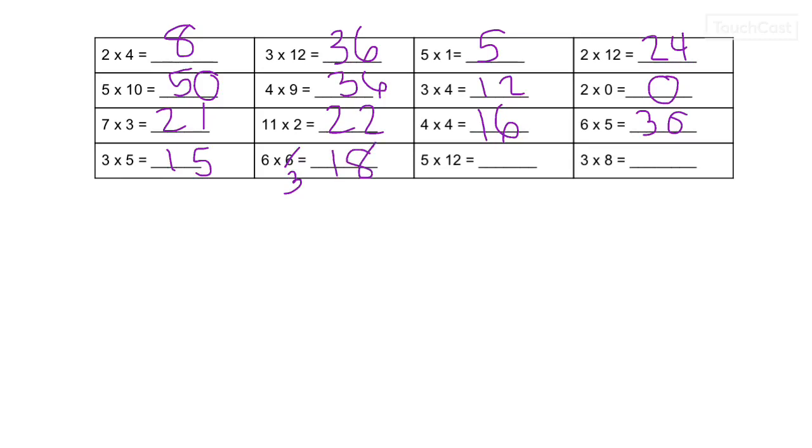5 times 12. 5, 10, 15, 20, 25, 30, 35, 40, 45, 50, 55, 60. Stop. 3 times 8. 3, 6, 9, 12, 15, 18, 21, 24. Stop. So you should be able to answer all of those. You notice how I had to roll my numbers numerous different times. That's how fluid I'd like you to be.